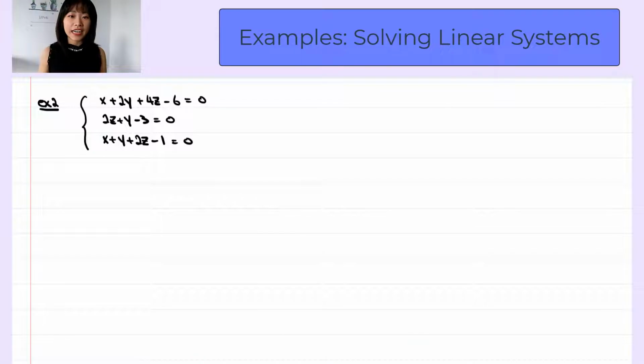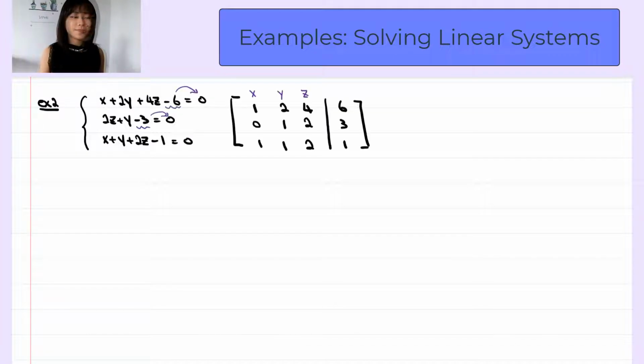Now let's look at the second example. Here we have 3 unknowns with 3 equations. So again, we are going to write this in matrix form. Now we get our augmented matrix. We need to reduce this matrix into reduced form, and that'll make it easier to find the solution.